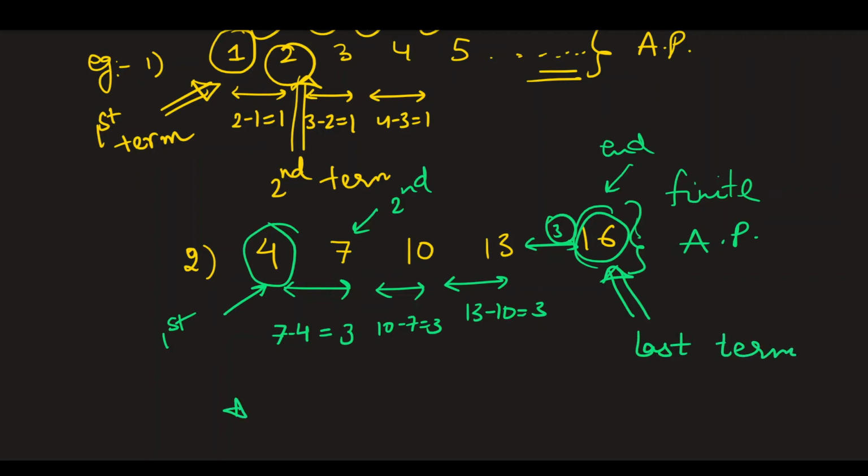Note, there is no last term in an infinite AP, because the definition of infinite AP is that it doesn't end anywhere. So what is the point of the last term? So there is no last term in the infinite AP, but in a finite AP like this, there is a last term.